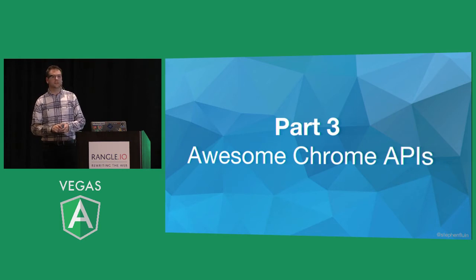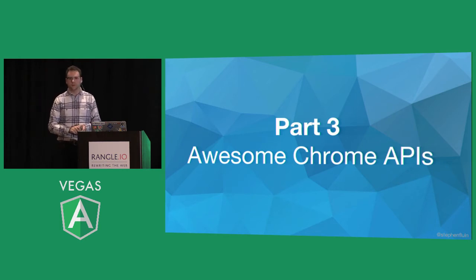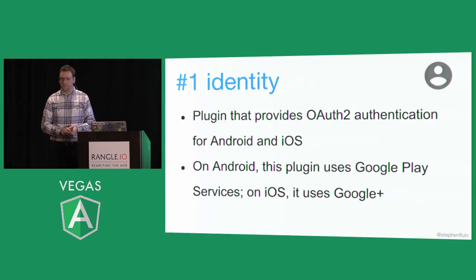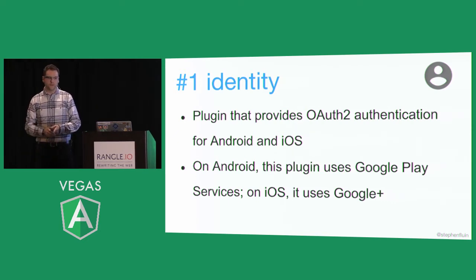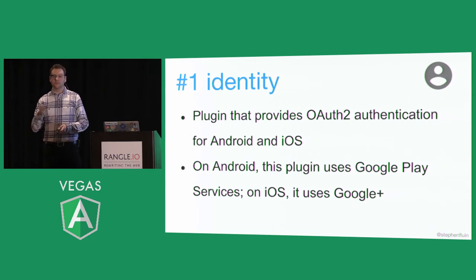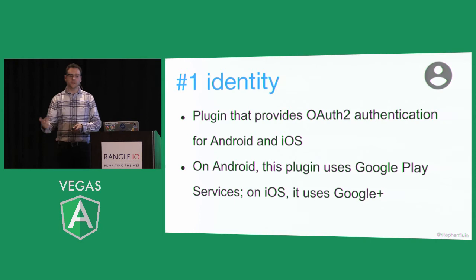The third section, the last section that I want to talk through, is really some of the Chrome APIs that make this worthwhile. And the first and probably the most interesting from my perspective is the identity API. So this is a plugin. This is actually a Cordova plugin written by that Google team that's been working on this project for iOS and for Android that exposes to Chrome apps the ability to authenticate the user.